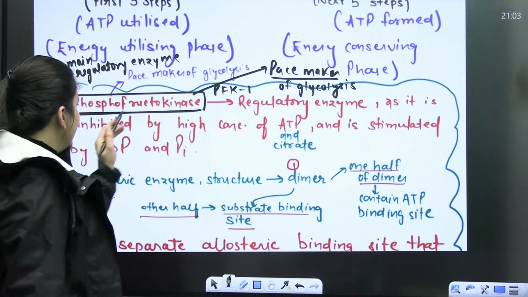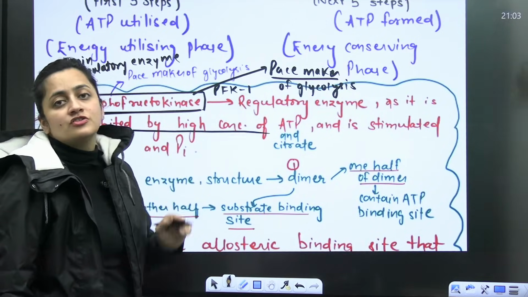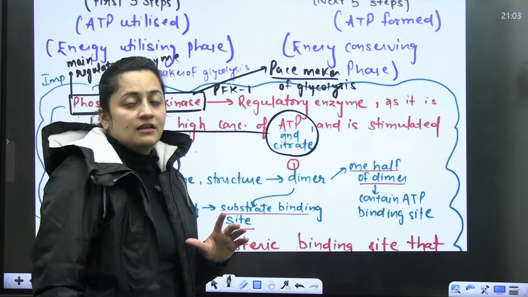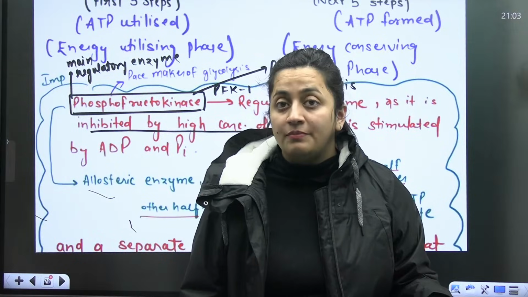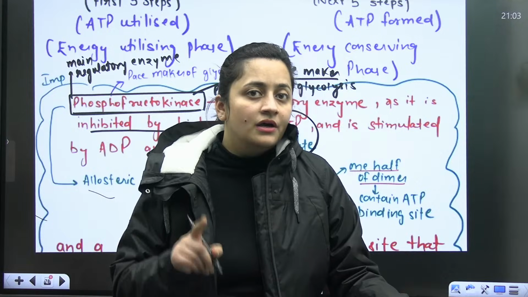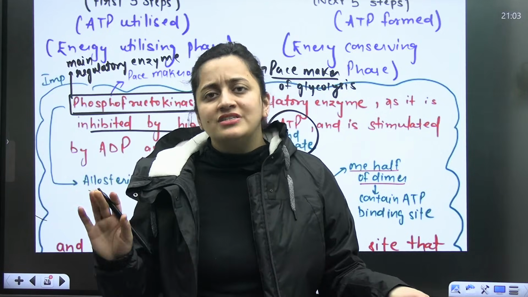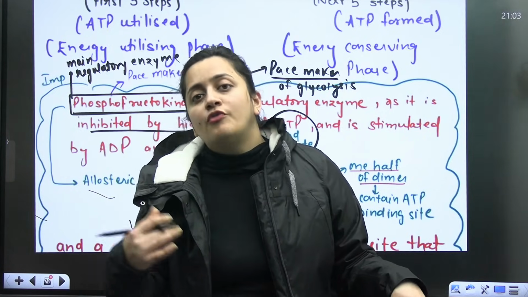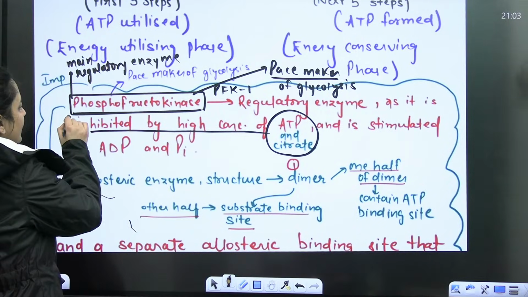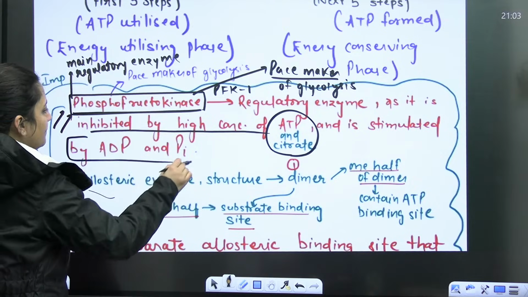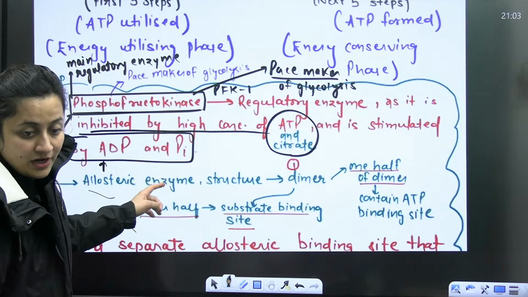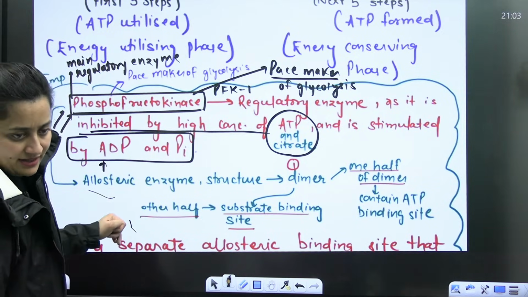Why? Because it is inhibited by a high concentration of ATP and citrate. If in the cytoplasm, in that cell, there is a high concentration of ATP or citrate, especially let's talk about the ATP, high ATP means the energy is already available. So what is the need to go for respiration then? So a high concentration of ATP will inhibit this, and ADP and inorganic phosphate will stimulate it. Is that clear?